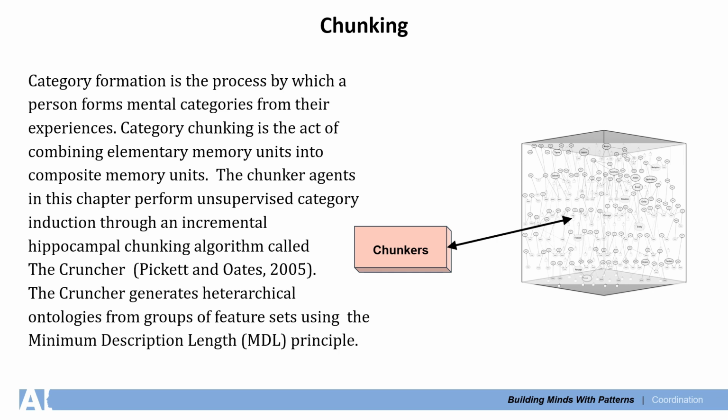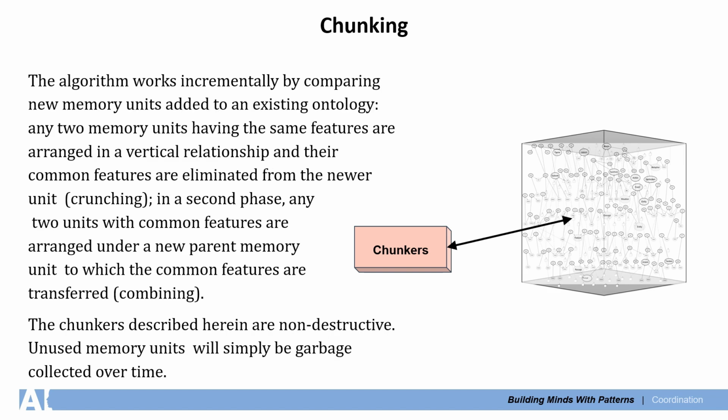The cruncher generates hierarchical ontologies from groups of feature sets using the minimum description length principle. The algorithm works incrementally by comparing new memory units added to an existing ontology. Any two memory units having the same features are arranged in a vertical relationship, and their common features are eliminated from the newer unit. Crunching.